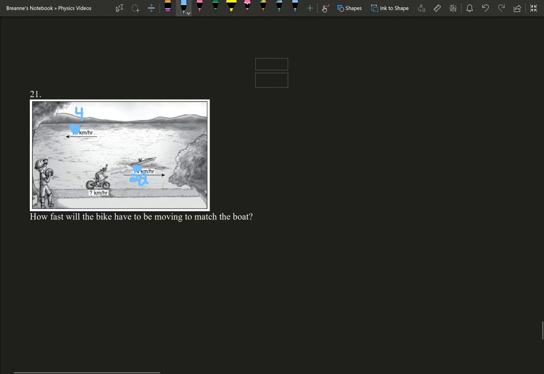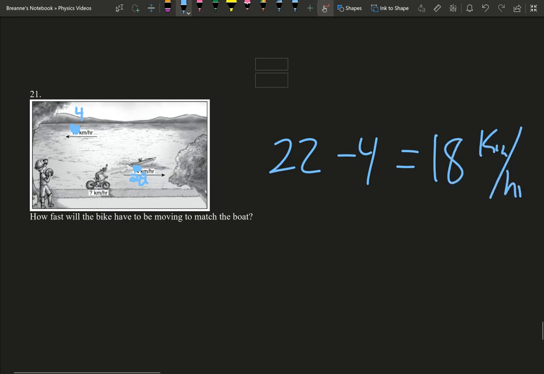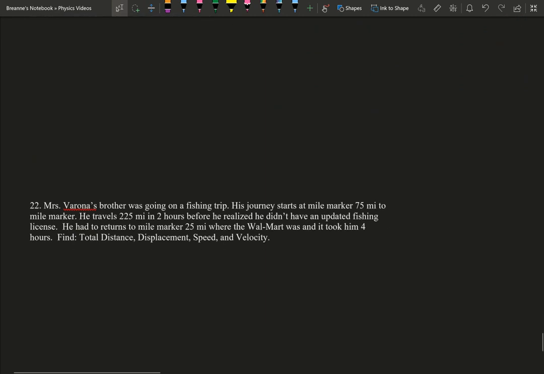So the boat is going at 22. Subtract 4 from that, and you get 18 kilometers per hour. And the boat is heading in that direction, so if that is east or right, it's heading that way. So the bike's got to book it to keep up with the boat.